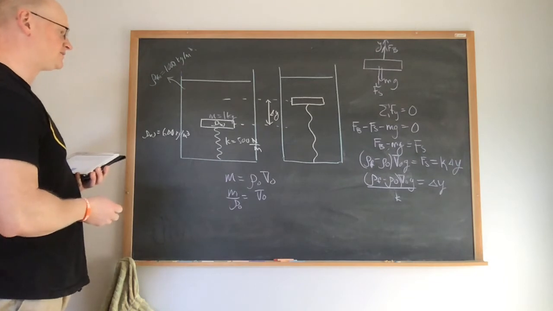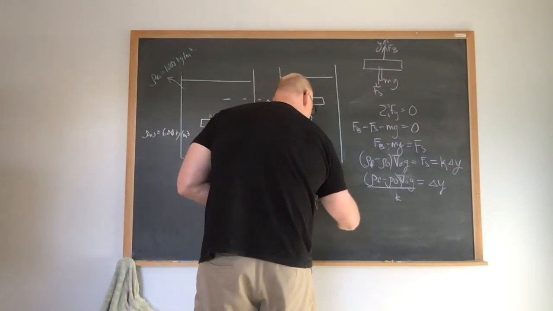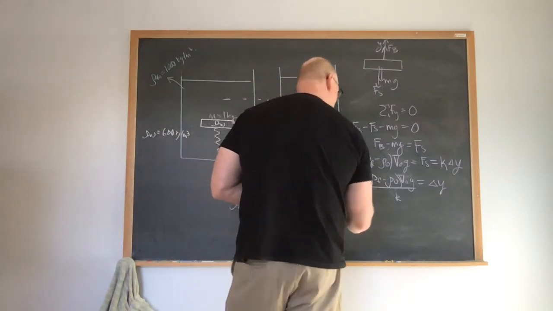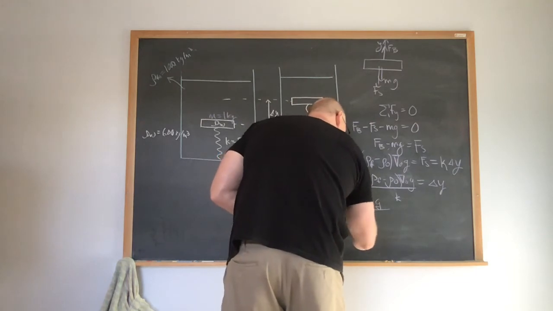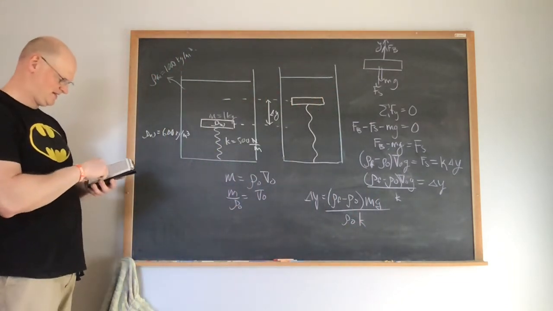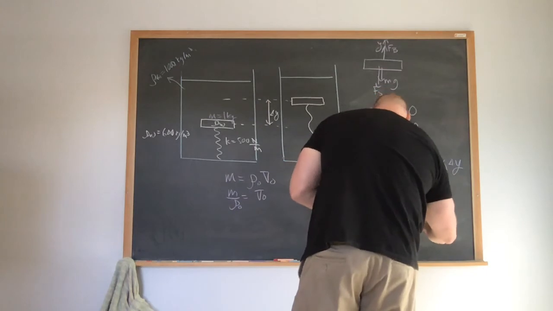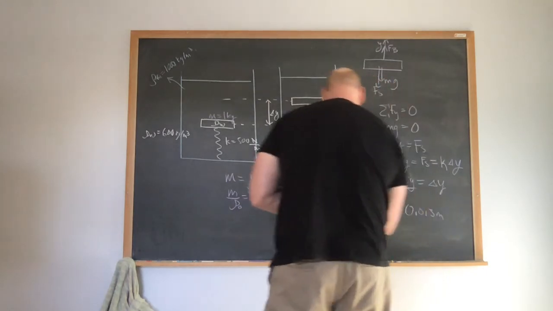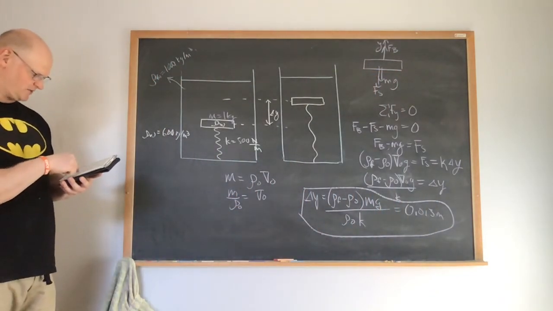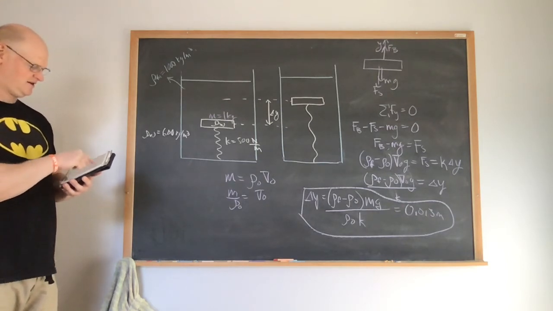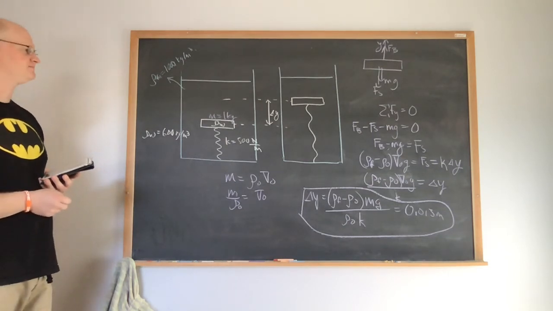So basically all we want to do is replace that volume of the object by this. So finally what we get is that the elongation is going to be equal to the density of the fluid minus the density of the object times the mass of the object times g, all divided by the density of the object times k. Now, plugging in our numbers, we find in this case that the elongation is 0.013 meters. So this is the elongation of the spring. This is how far the spring had to elongate to reach and establish this static equilibrium.